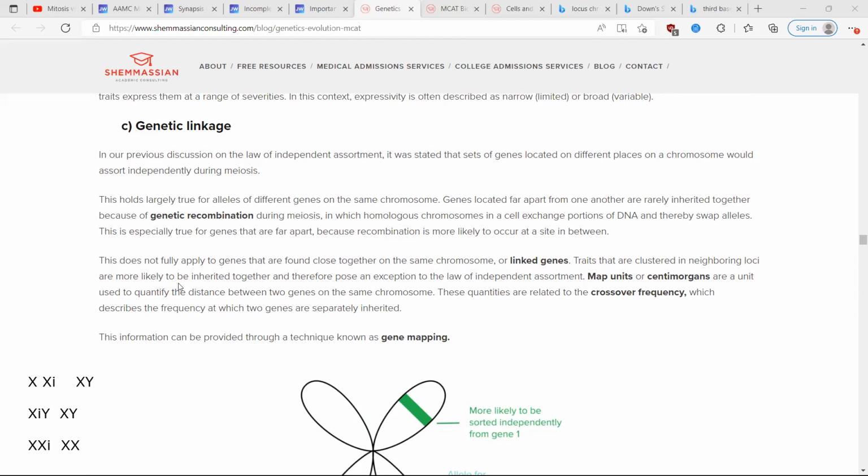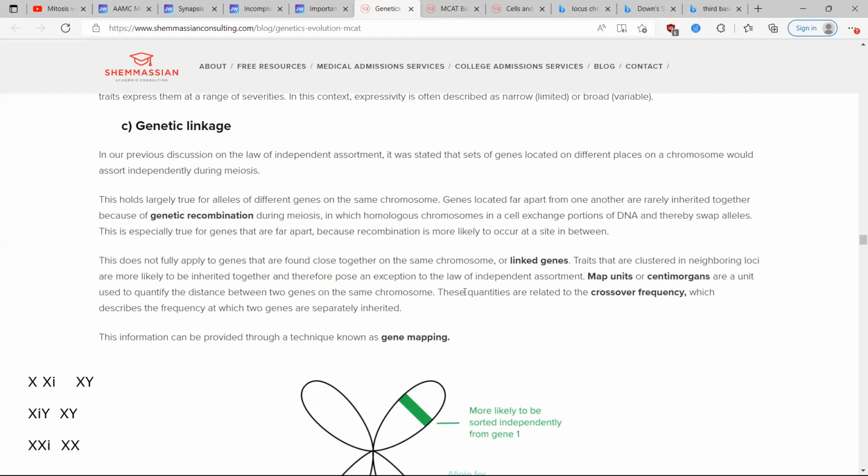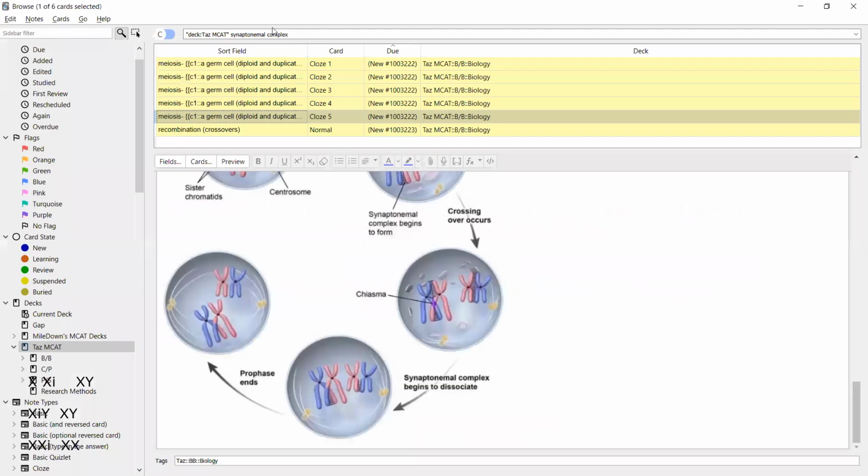Traits that are clustered are more likely to be inherited together and pose an exception to the law of independent assortment. Map units or centimorgans are a unit used to quantify the distance between two genes on the same chromosome, related to the crossover frequency, the frequency at which two genes are separately inherited through gene mapping. So I think I have something about that.